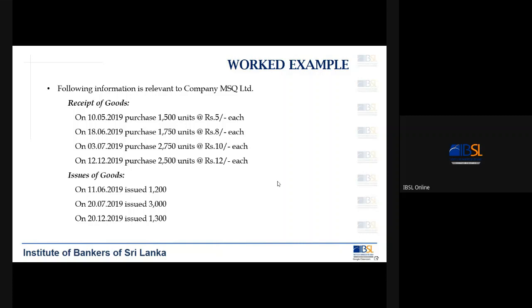Then what happens? You are issuing goods at different dates: 11th of June, 20th of July, 20th of December, with very different volumes of units. Now the question here is, what is the closing stock valuation? You can take down the question. What is the closing stock valuation based on the following methods? One is FIFO.